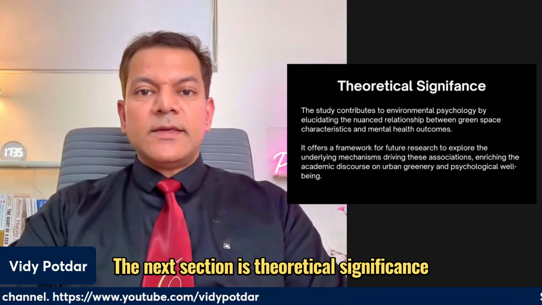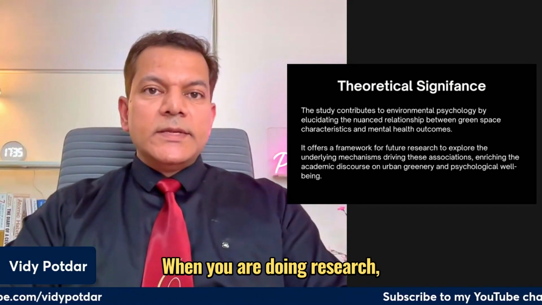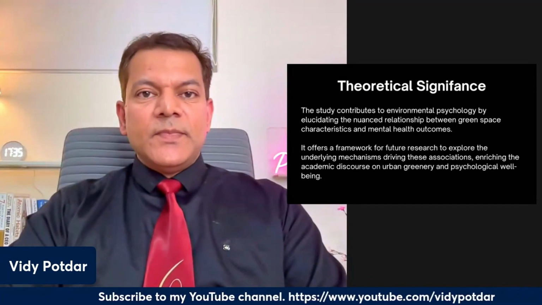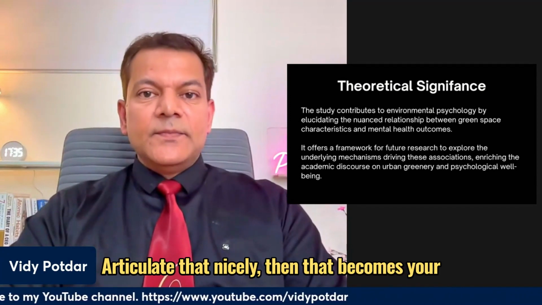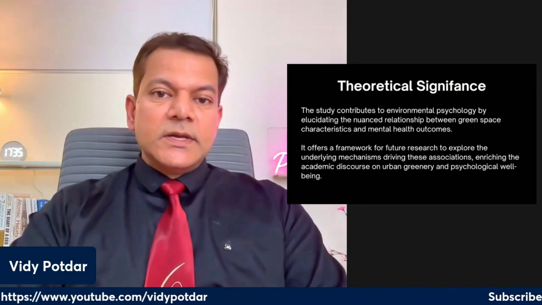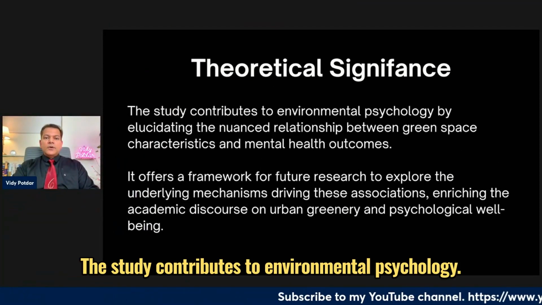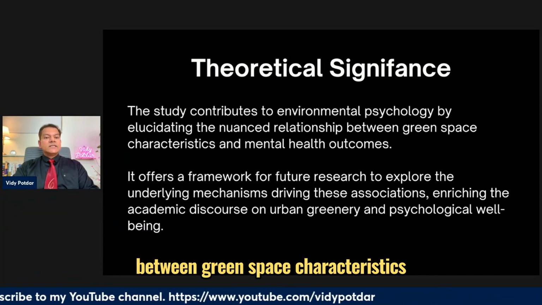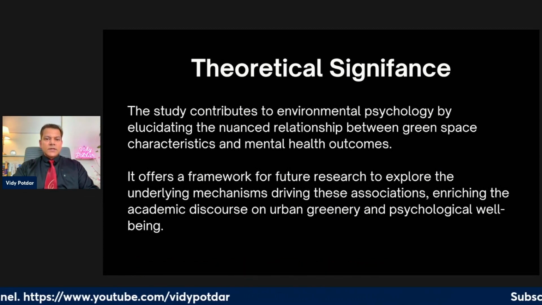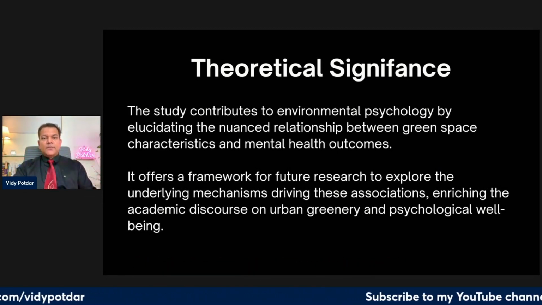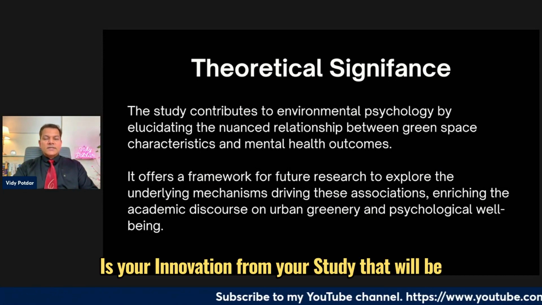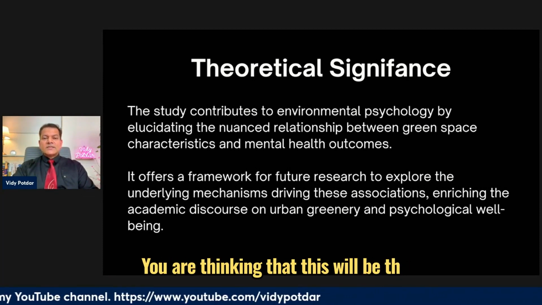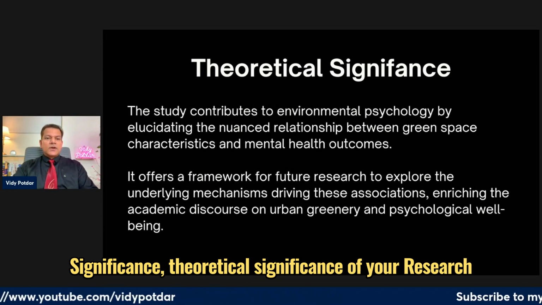The next section is theoretical significance. So when you are doing research, you are going to create some new knowledge, right? What is this new knowledge? And if you can articulate that nicely, then that becomes your theoretical significance. So in this case, what do we have? The study contributes to environmental psychology by elucidating the nuanced relationship between green space characteristics and mental health outcomes. So maybe this is your innovation from your study, that will be generated from your study, which you haven't done yet, but you are thinking that this will be the theoretical significance of your research.